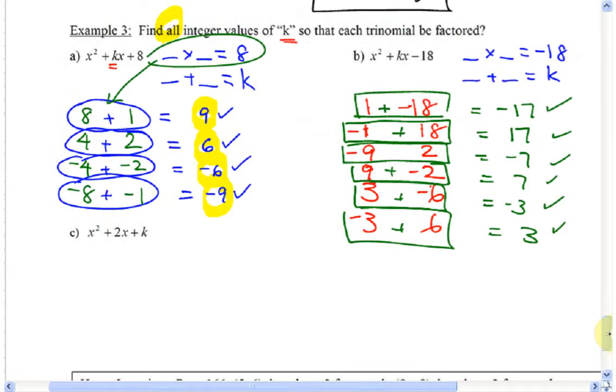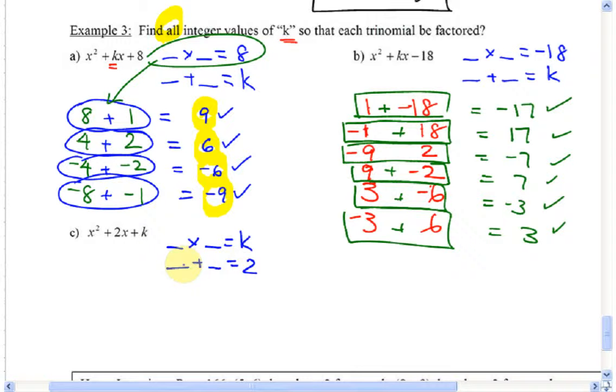Okay. The last one for today. The last one for the year. How about this one here? Notice I switched the position of k. Oh, it's different now. In this case, what do I have? 2 numbers that have to multiply to k, right. And those same 2 numbers add to 2. Okay. So it's a little bit different.